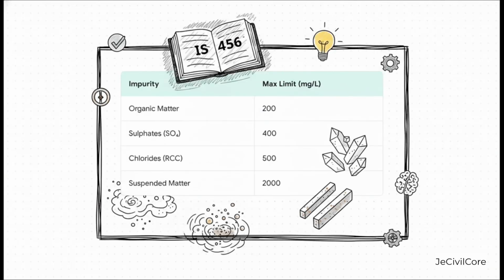Okay, get ready to screenshot this one. This is another critical table, straight from IS 456, and it tells you the absolute maximum limits for impurities in your water. Things like organic stuff or sulfates can mess with the hydration reaction. Suspended solids, they just create weak spots. And chlorides, oh boy, we need to talk about chlorides. These numbers are prime exam material, so make sure you know them.